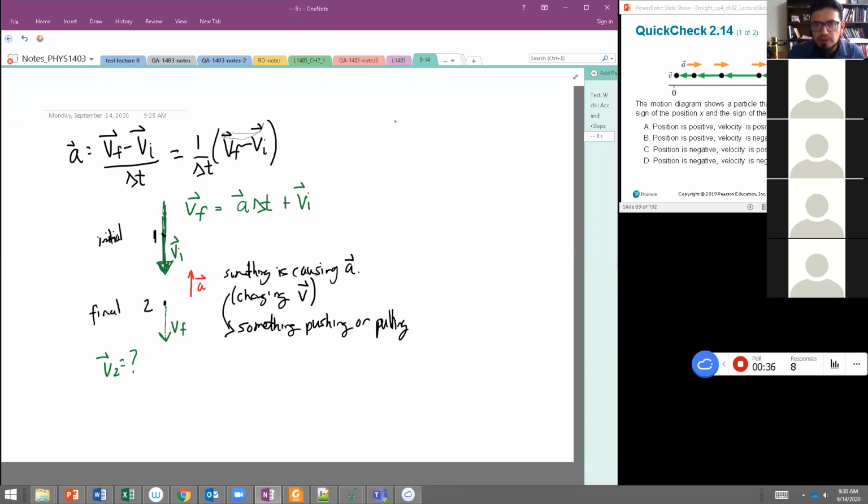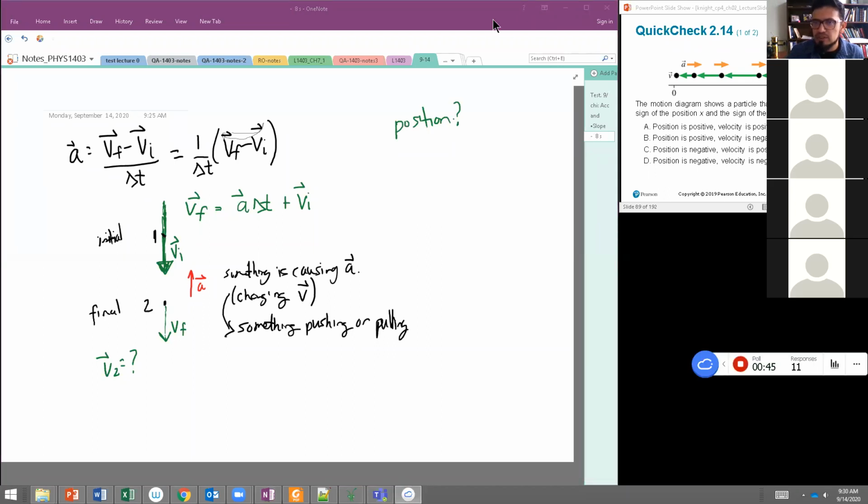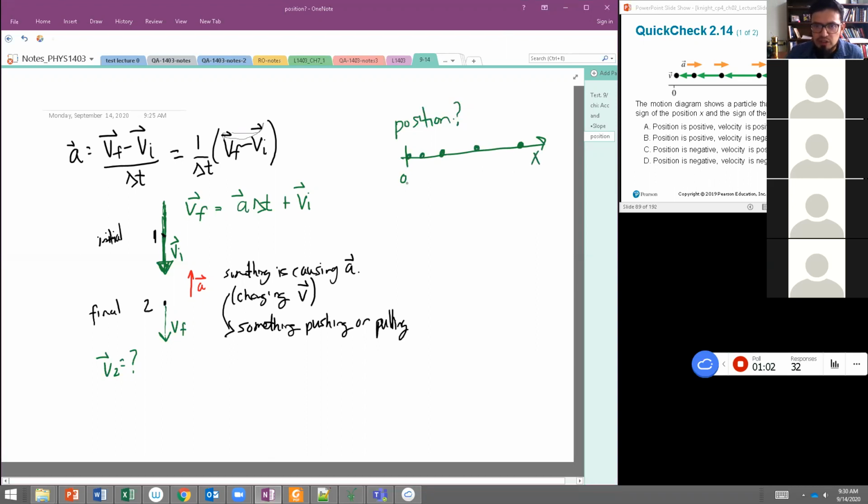So let's think about the question about position. Well, for position, a lot of B's, so it looks like maybe you guys already know. For position, all you have to do is look at all the points. We've got points that are all to the right of X equals 0. So this is position X. These are all positive. So we know it's going to be either A or B.